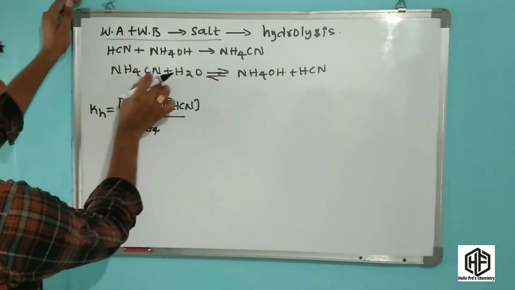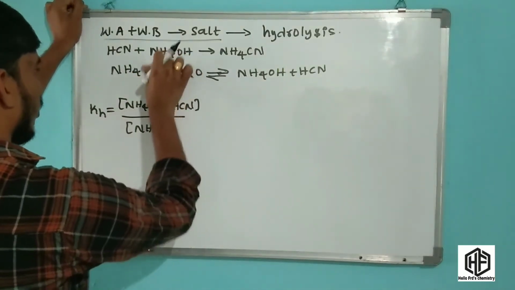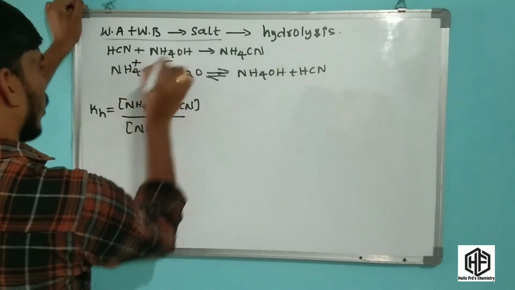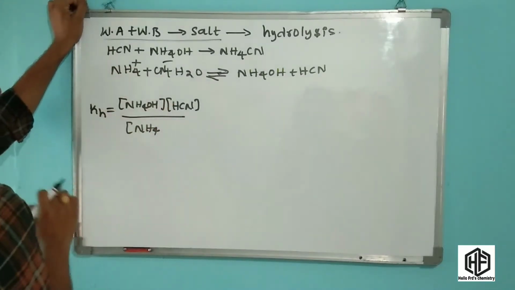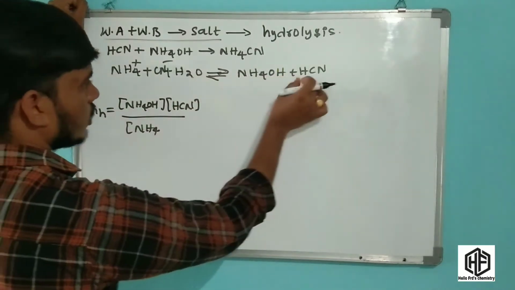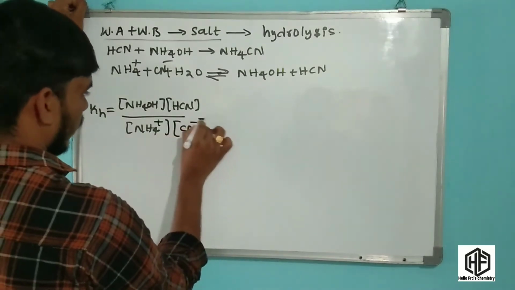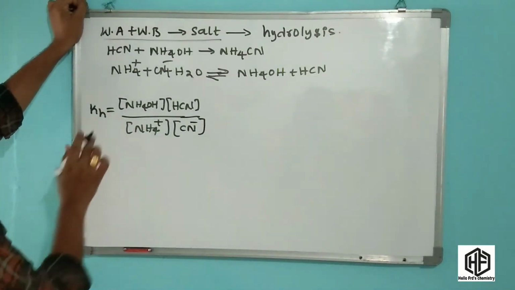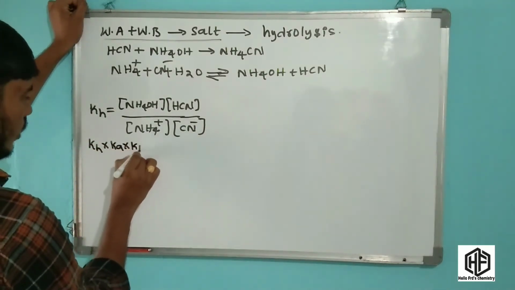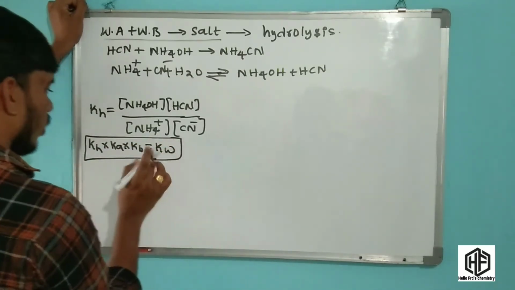Friends, NH4CN is the salt. What ions are present in this salt? NH4+ and CN- ions are present. These ions react with the water, giving NH4OH plus HCN. This is the Kh. Now Kh into Ka into Kb is equal to Kw. Now let us verify this.